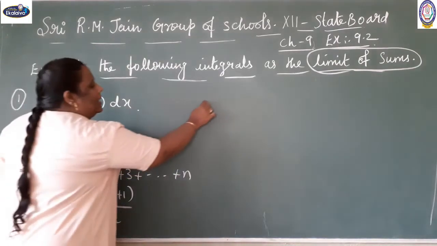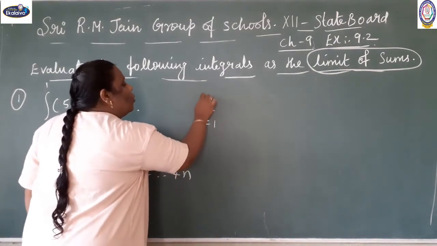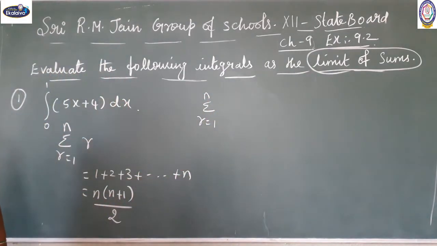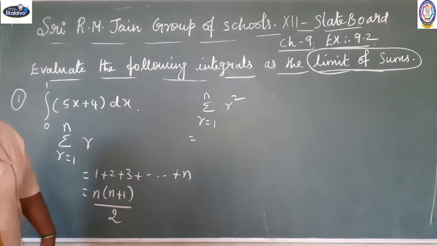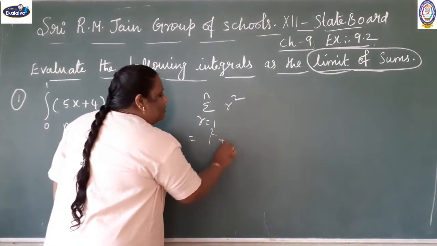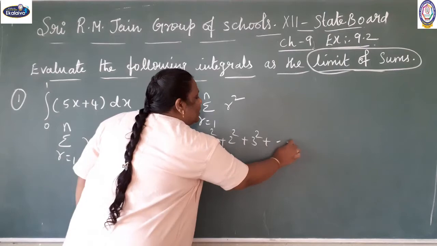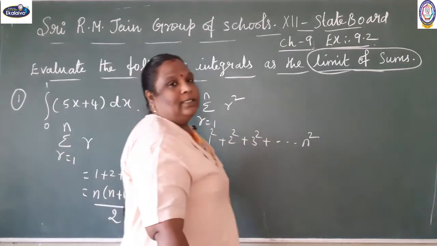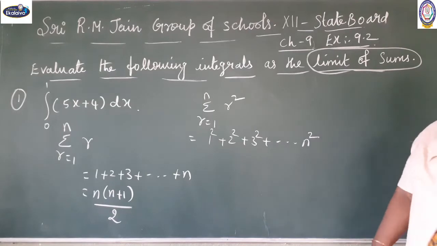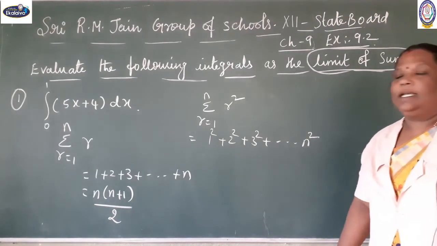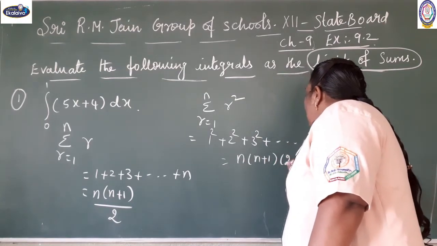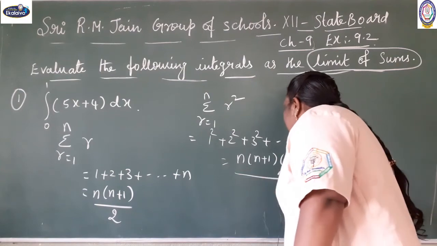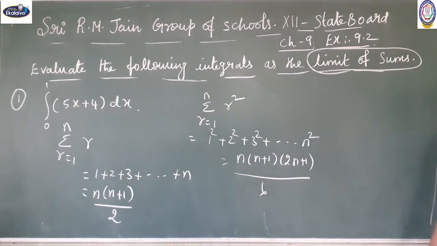The same way, sigma r equal to 1 to n r square. R square means 1 square plus 2 square plus 3 square plus etc. up to n square, because the last term is n square. So what is the formula for this? n into n plus 1 into 2n plus 1 by 6.